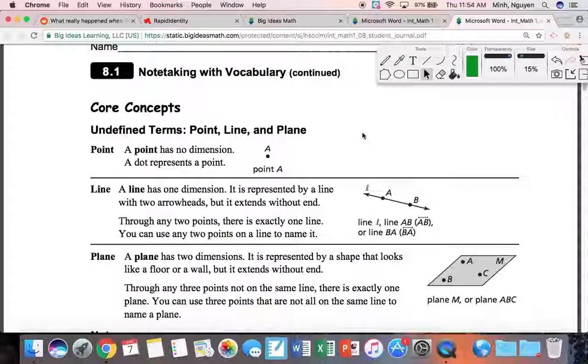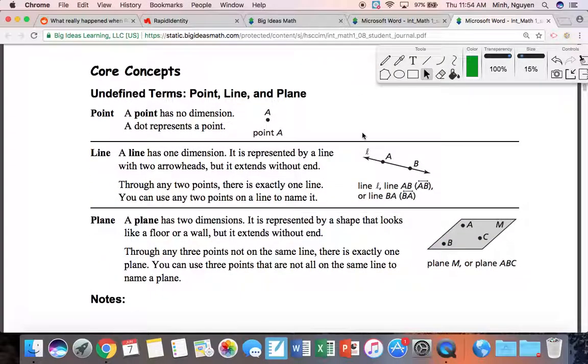A point has no dimension. A dot represents a point. A line has one dimension. It is represented by a line with two arrowheads and extends without end. Through any 2 points, there's exactly one line. You can use any 2 points on a line to name it. So here are 3 examples of how you could name this line: line L, line AB, with this specific drawing or notation, or line BA. It doesn't matter which order you go in.